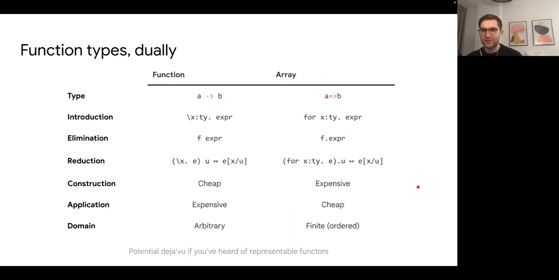And the slight symmetry or the duality breaks if you look at the domains, because for functions, the domains can really be anything, given that they're lazy in how we evaluate them. For arrays, if you have an infinite domain, the generator expression will never terminate in an eager language. Dex is an eager language, so in particular, we restrict the domain of arrays to be finite.